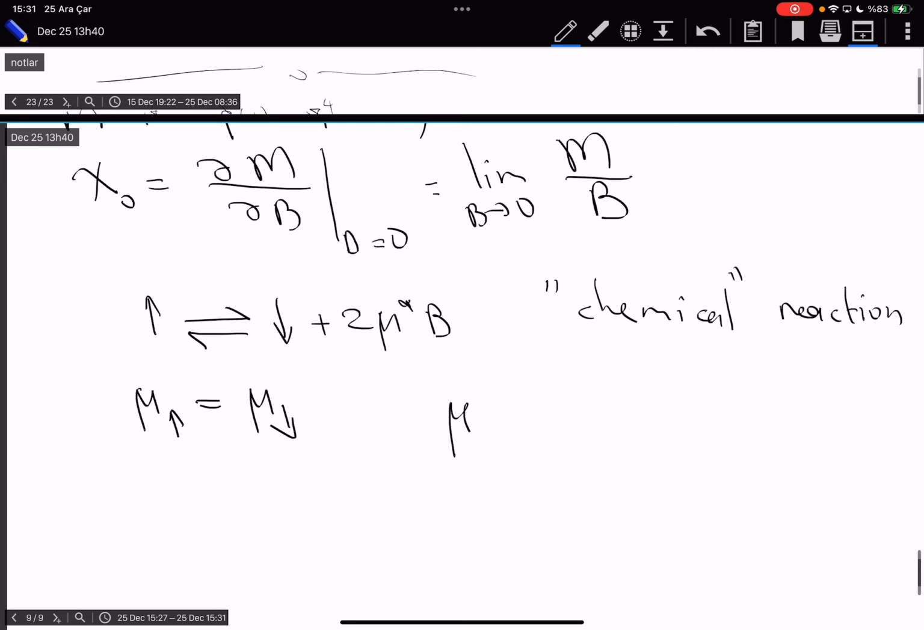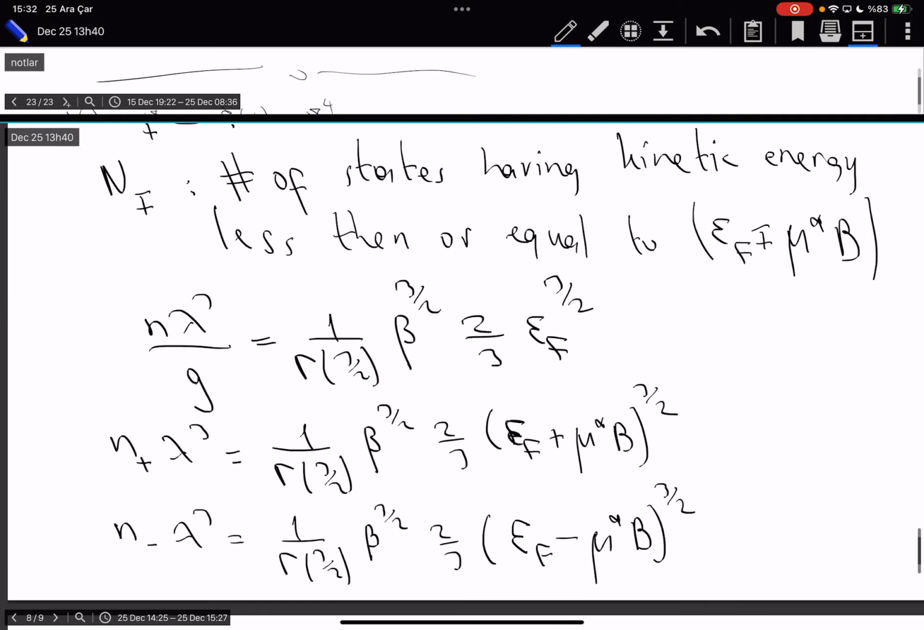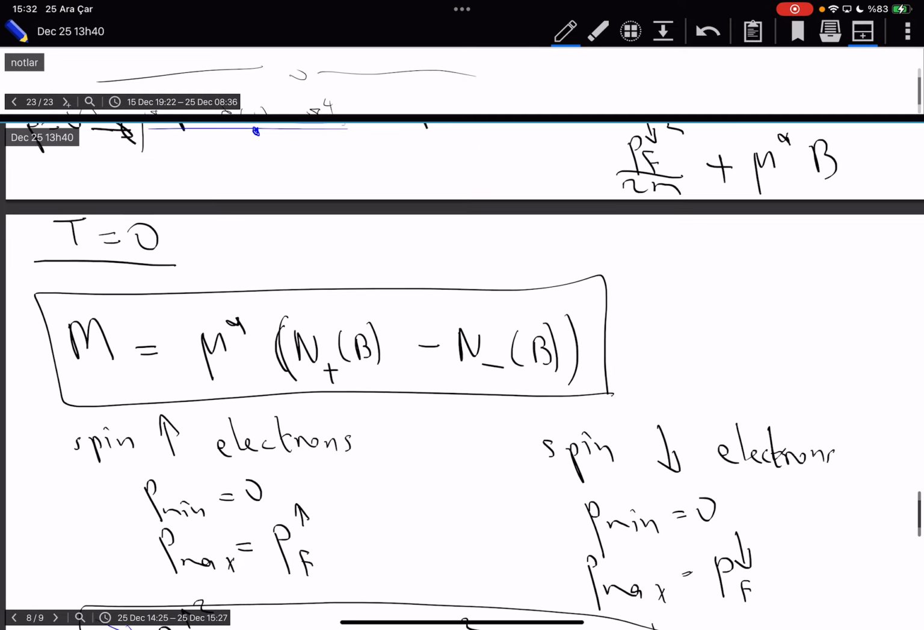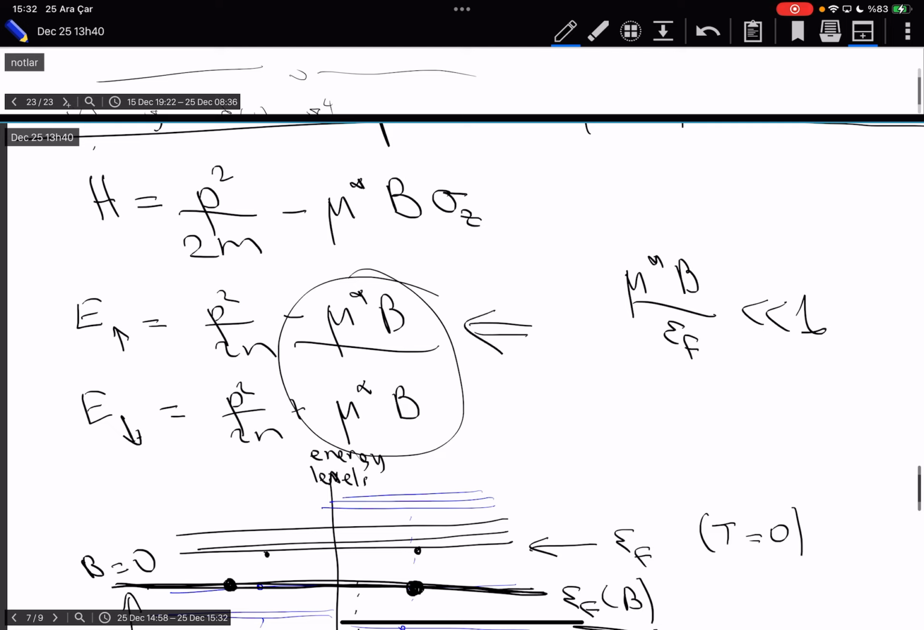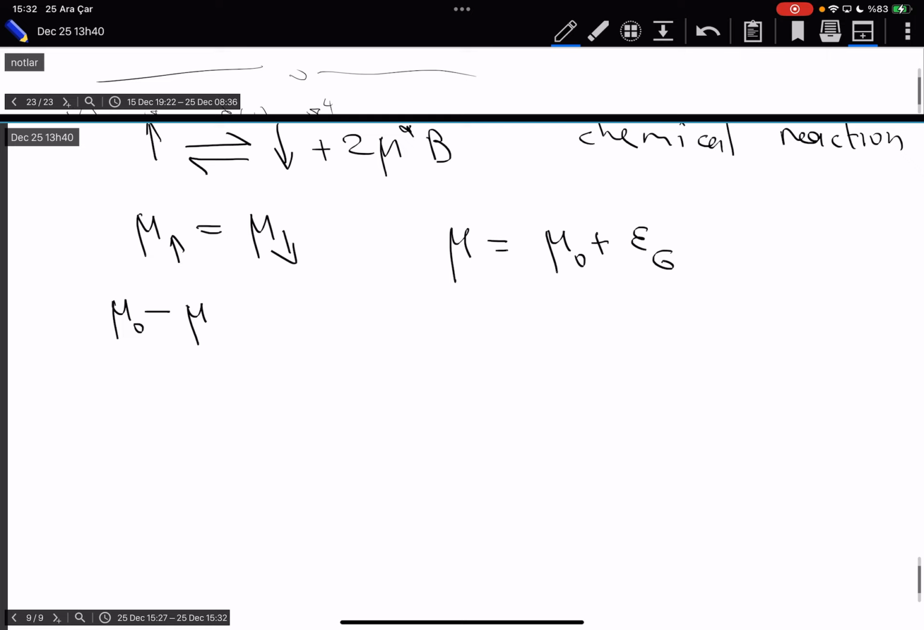Now, what is the chemical potential? If you go back to our lectures, for example, when we looked at what happens if we have an internal structure, there was one particular case where mu is mu zero. That is the chemical potential that we obtained assuming the ground state energy is zero. If the ground state energy is non-zero, the chemical potential basically acquires whatever that ground state energy is. Now, if I look at spin-up particles, their ground state is not zero. It's minus mu star B. So the chemical potential for spin-up particles is mu zero minus mu star B.